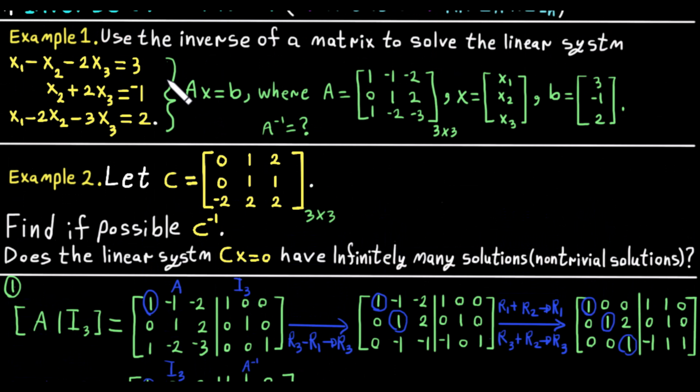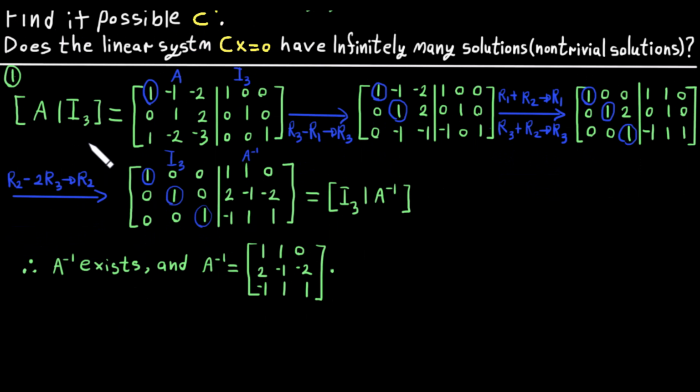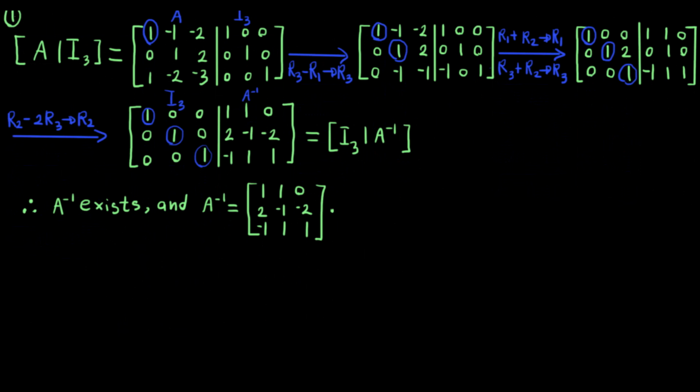As we discussed here, we have to solve the system. So we want to find this x. So here we have to find this x. Let's go back here again. So here A inverse exists.